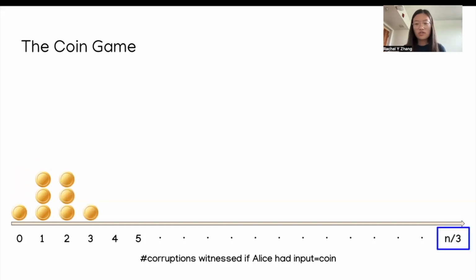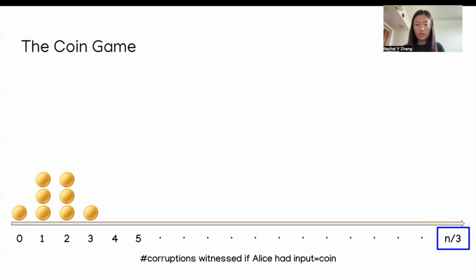In this case, it's going to be the length of the protocol over 3, because that's our target error resilience. In particular, it's important to notice that as long as the coin is on the board, it's a valid possible candidate for what Alice could have had, because that means that the adversary hasn't actually corrupted more than n over 3 bits, if Alice actually had that message.